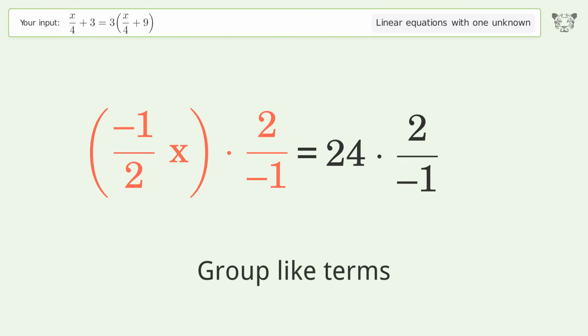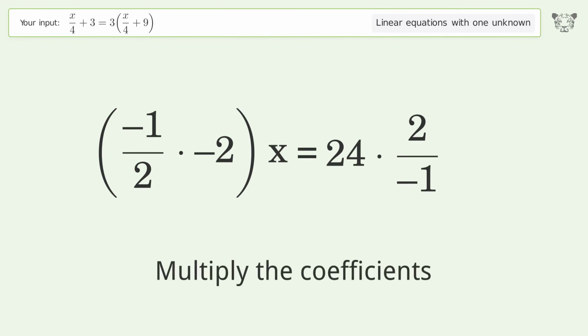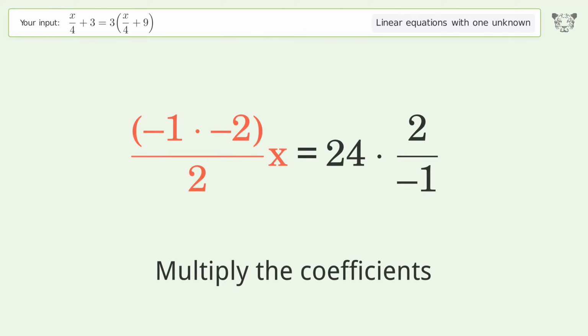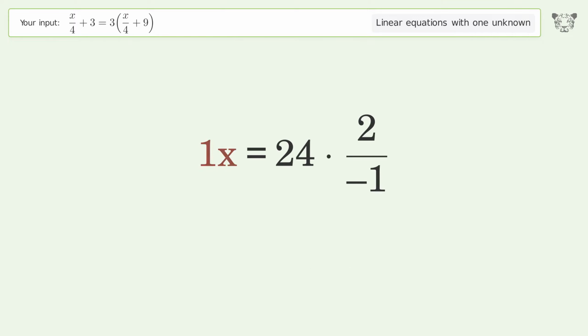Group like terms. Multiply the coefficients. Simplify the arithmetic. And so the final result is x equals -48.